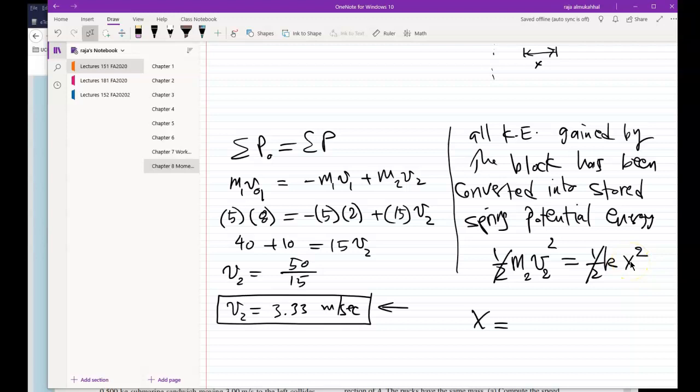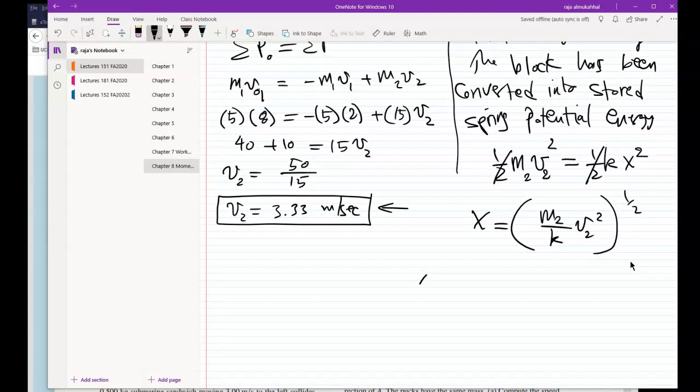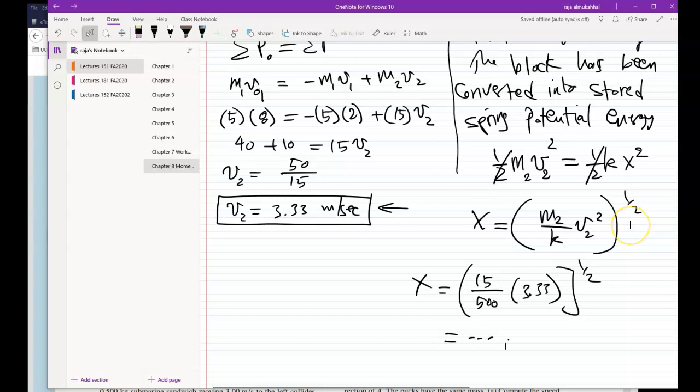You solve for x, and it turned out to be the square root of m2 over k times v2 squared. And then you just plug in your numbers, right? Of course, I am using a different mass, so that's kind of messed up the whole thing. But anyway, m2, which is the mass of the block, is 15, divided by the stiffness constant, 500, times v0, 3.33, to the power of 1/2, and then you will get the compression. You got that? That's basically what he's asking for.